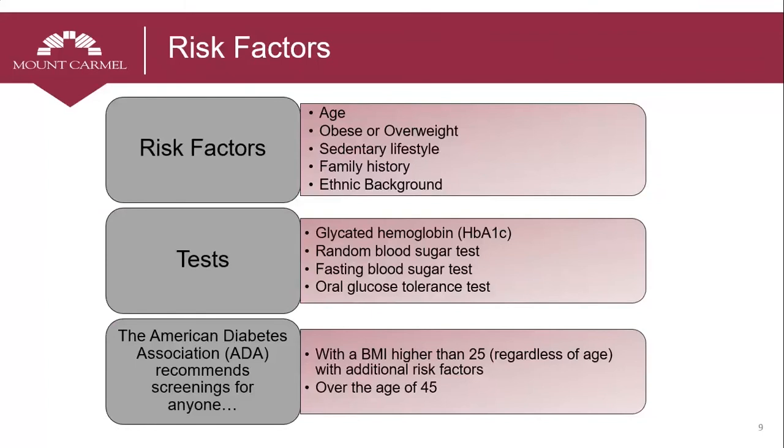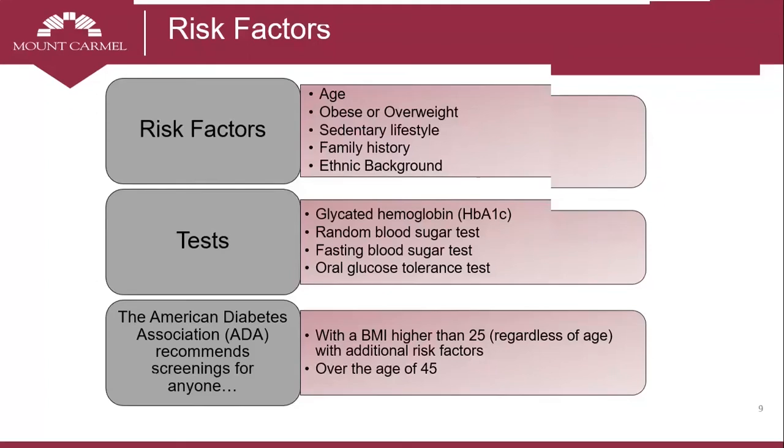Tests to screen for diabetes include hemoglobin A1C blood test, a random blood glucose test, a fasting blood glucose, or oral glucose tolerance test. The American Diabetes Association recommends diabetes screening for anyone with a BMI over 25 or anyone over the age of 45.